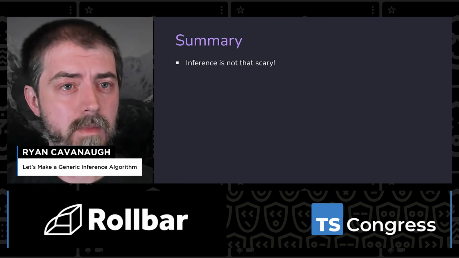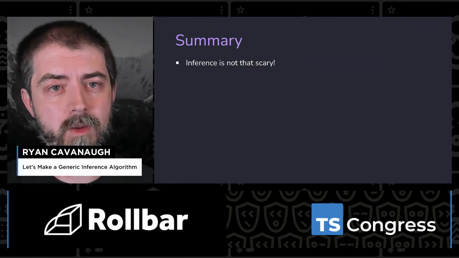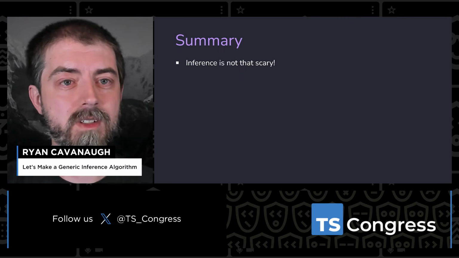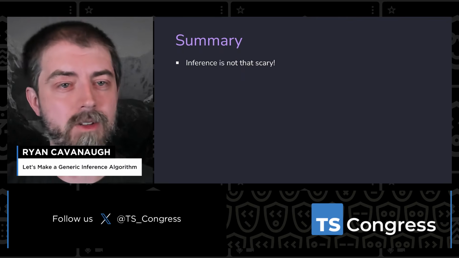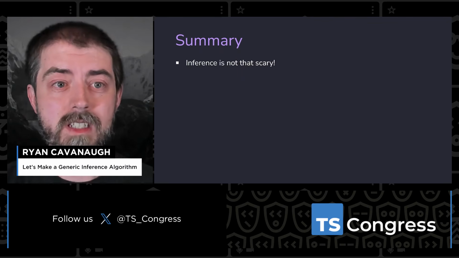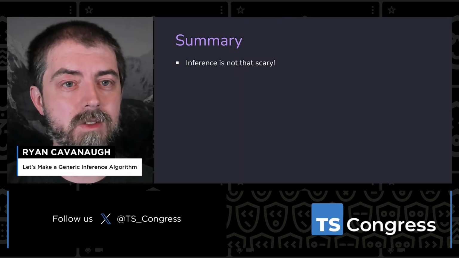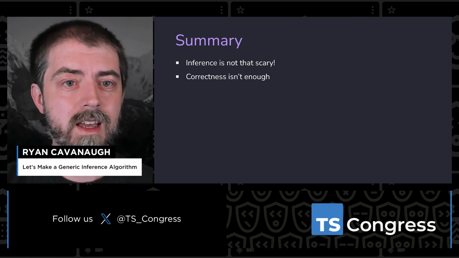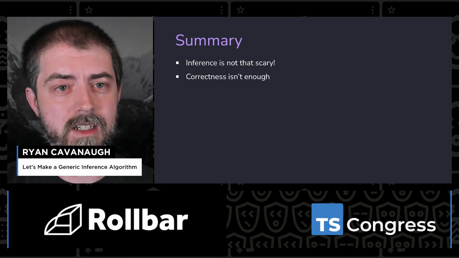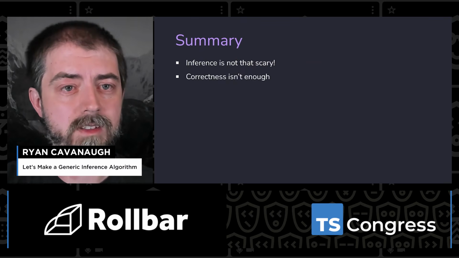So in summary, I hope I didn't scare you too much. I think this is all pretty straightforward. We had some pretty basic code examples, and by looking at those code examples and how they were written, we were able to figure out what the intent of the user was, and we could use that to do the right inference. Just being correct isn't really enough. You have to also get the best inference.